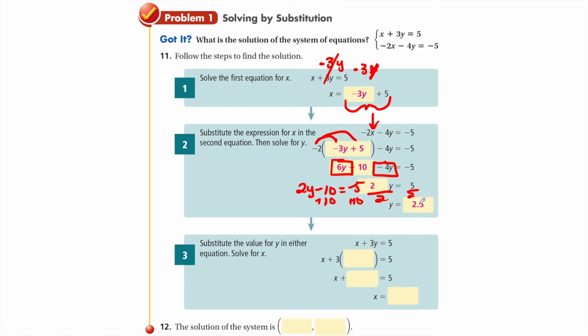Knowing that same exact answer, we can then plug and substitute that value into the y value. So now we have x plus 3 times 2.5, because that's what we know y equals, which would be x plus 7.5 equals 5. We subtract the 7.5 from both sides, and you'll get x is going to equal a negative 2.5, meaning that the solution of this system is going to be at the point negative 2.5, comma 2.5.